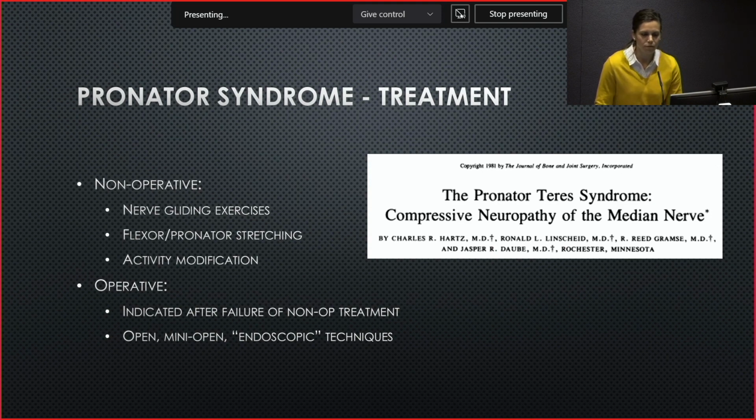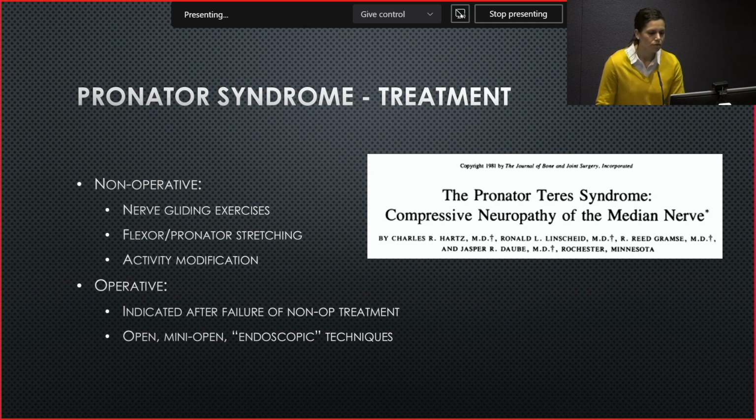Non-operative treatment is appropriate for most patients at initial presentation, and this consists of occupational therapy for nerve gliding exercises and flexor pronator muscle stretching, along with activity modification. Steroid injections have been described, but are difficult to do because there's not one potential space like the carpal tunnel. There may be several areas where the nerve is compressed, and so it's difficult to know where to inject the steroid. There are a few small, mostly older studies that report benefit of non-operative management, mostly with activity modification.